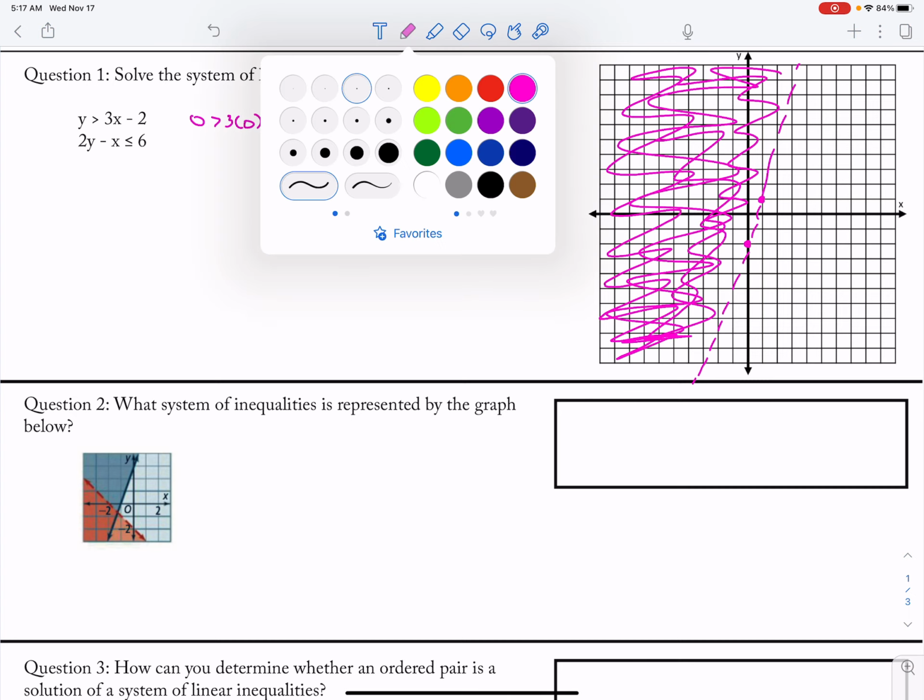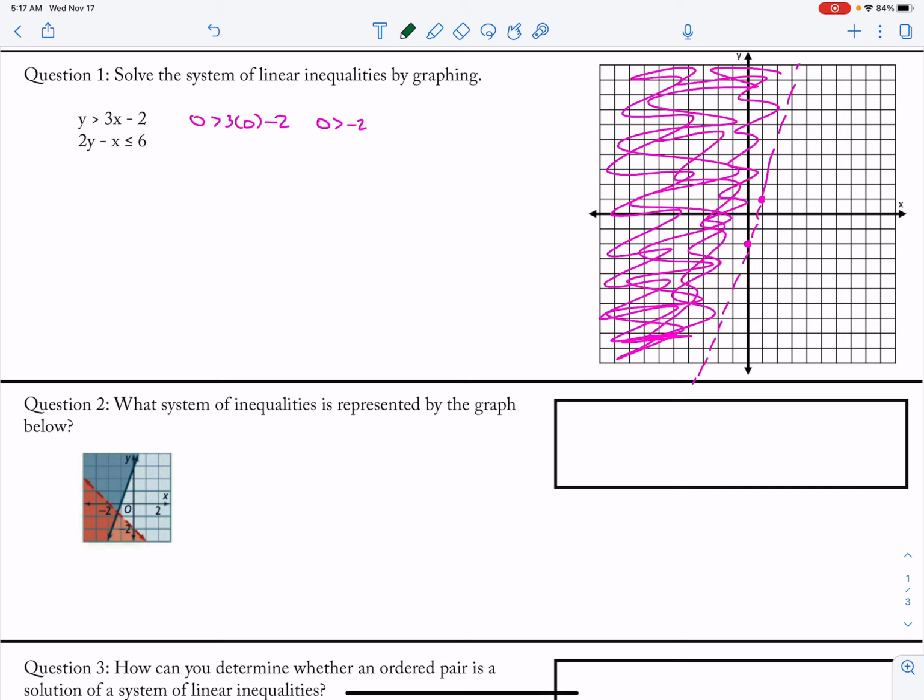Okay. Then we'll graph the next one. So we graph this one. So I have to find the x and y intercepts. So 2y minus 0 is equal to 6. 2y is equal to 6. Divide both sides by 2, and I get y is equal to 3. This is my y-intercept.